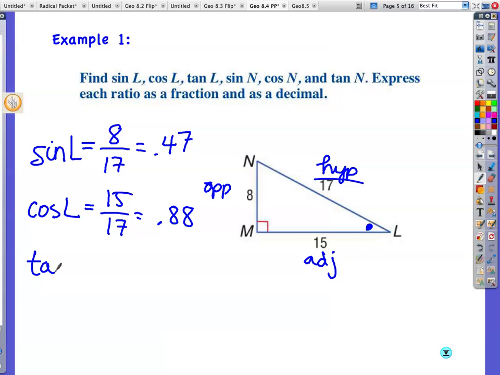And then we're going to do tangent of L. Tangent is opposite over adjacent. My opposite is 8. My adjacent is 15. Then we take 8 divided by 15, and we get 0.533. And I'm just going to put down 0.53.